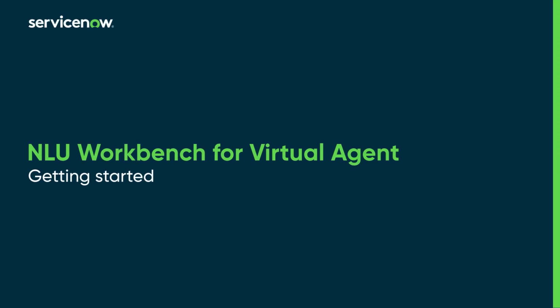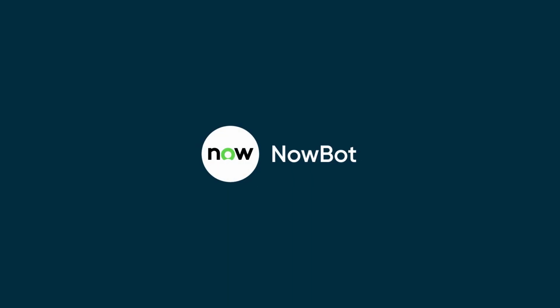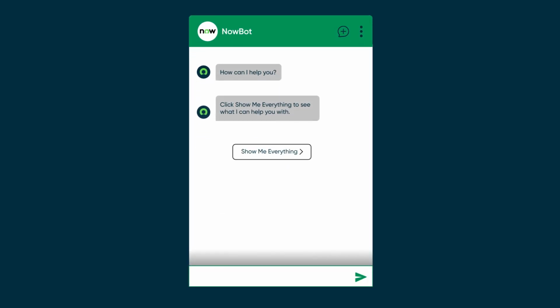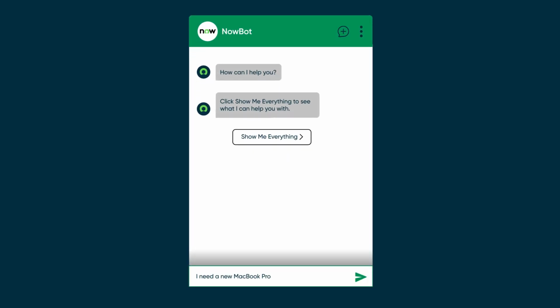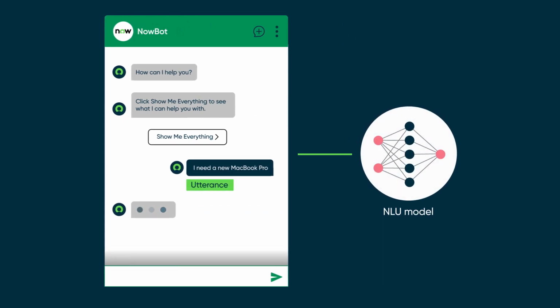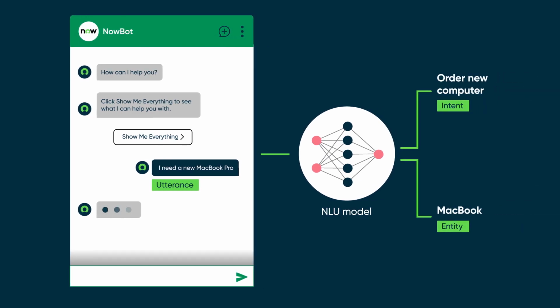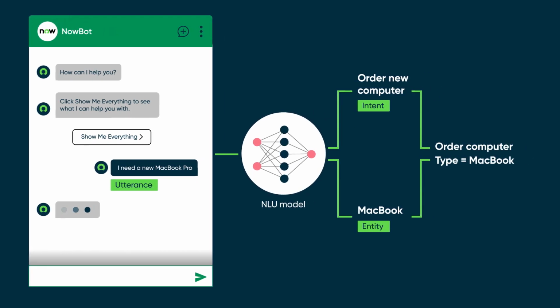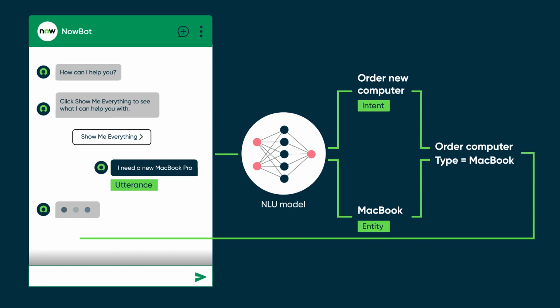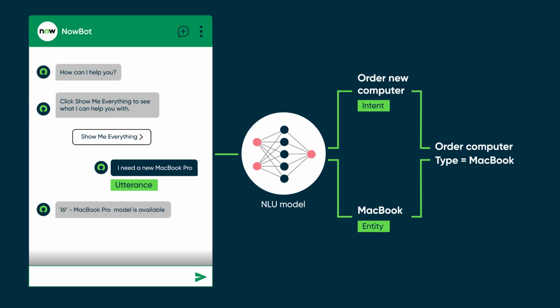This video shows how to use Natural Language Understanding Workbench to create an NLU model for virtual agent. An NLU model maps users' phrases or utterances to specific things they want to do, or intents, like changing their password or ordering a new laptop. The model also identifies details of an utterance, or entities, like a specific laptop brand or time or location. Virtual agent uses those intents and entities to initiate the actions that users request.